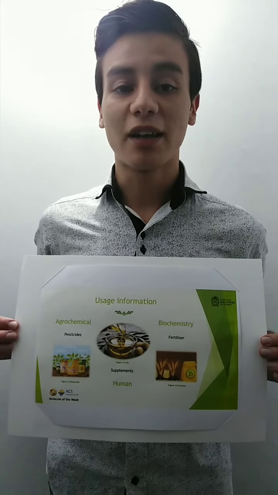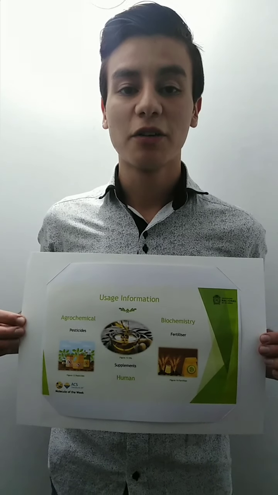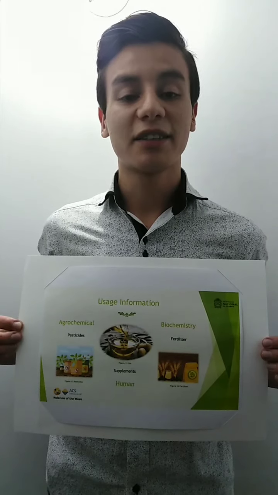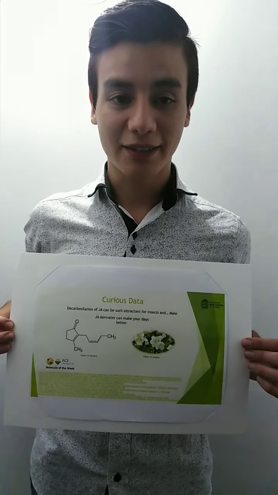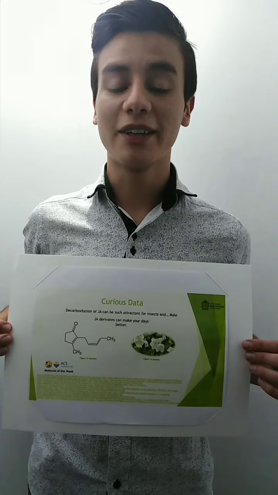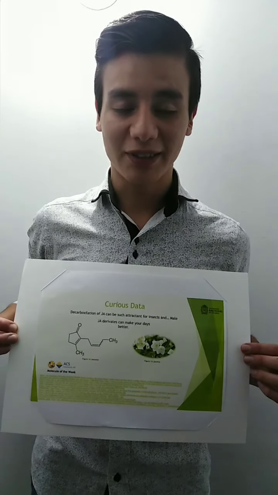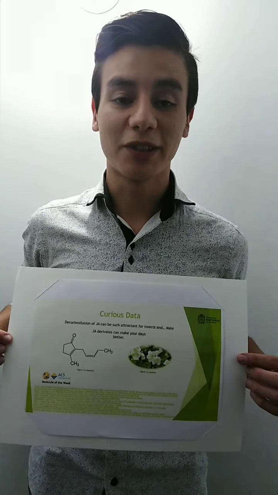it's used as a supplement because the jasmonic acid is considered one of the essential oils that can be consumed from plants. In the body it can be found in the cytoplasm of the cells and also in the membrane. As a curious fact, the carboxylation of the jasmonate or jasmonic acid can derive in jasmone, the compound that gives the pretty smell of jasmine.